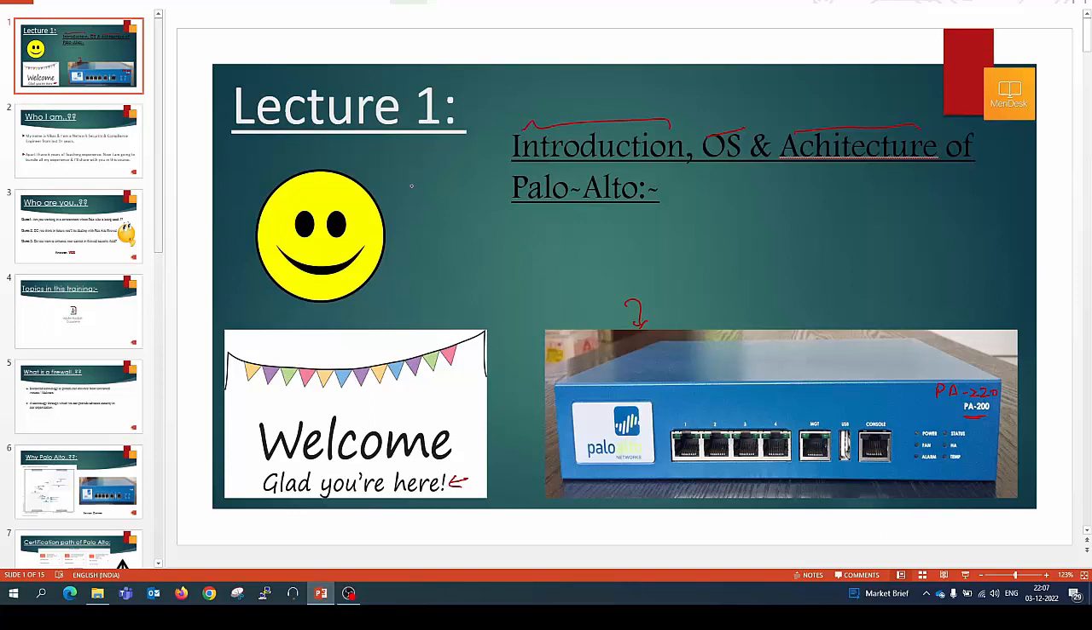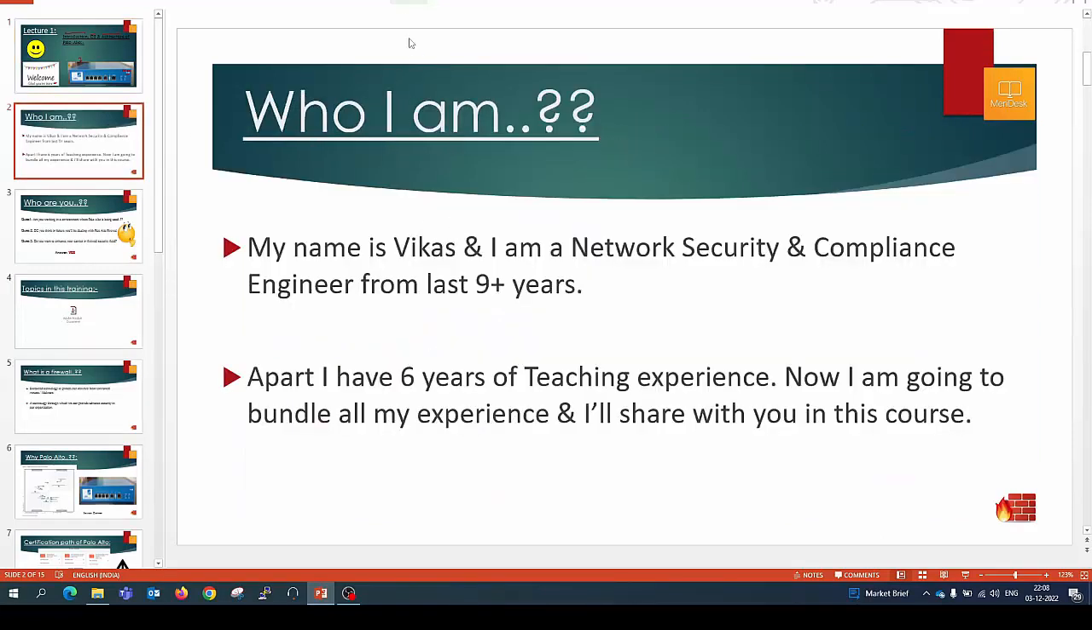So before starting, let me give you a brief introduction about myself. My name is Vikas, and I'm a network security and compliance engineer for the last 9+ years. And apart from this industry experience, I have approximately 6 years of experience in the teaching domain. All right. So what I'll do is bundle all my experience, whether it's industry experience or teaching experience, and I'll try to give you the best possible knowledge of Palo Alto in this particular course.